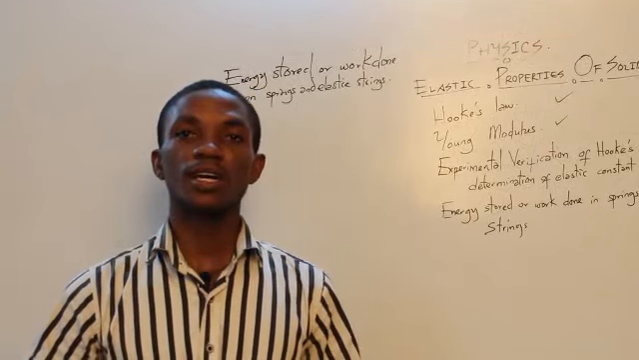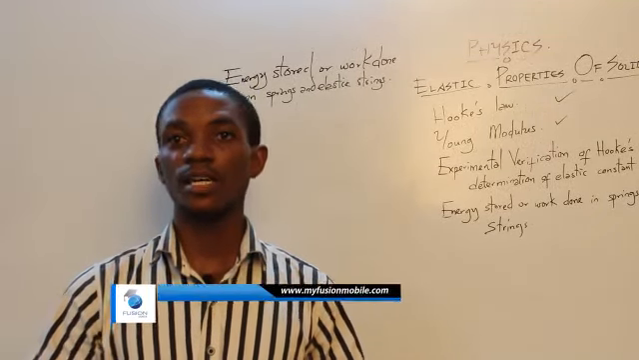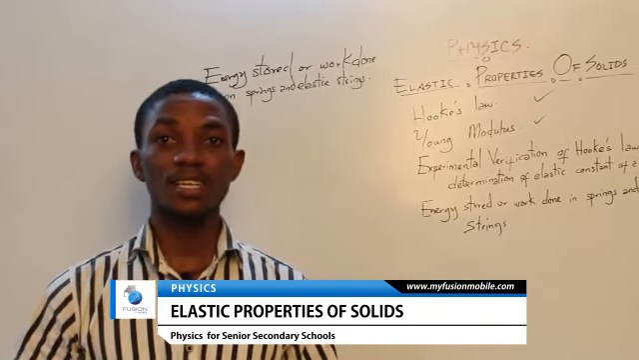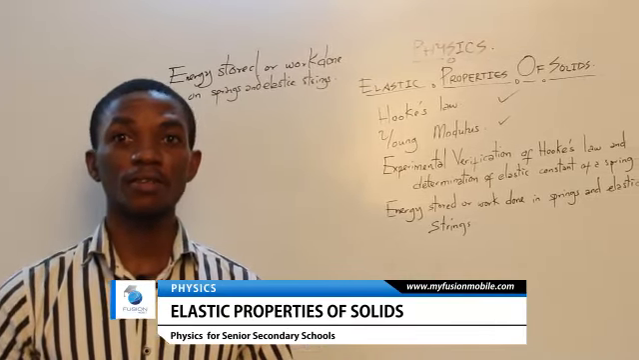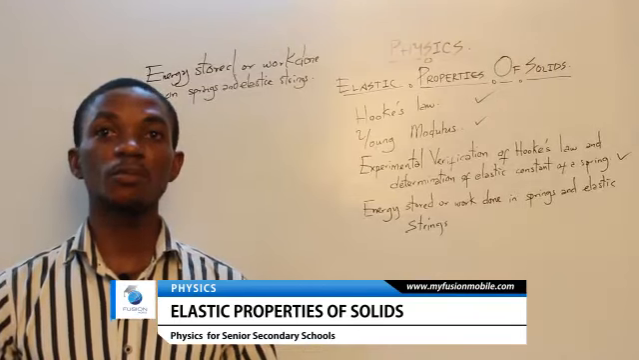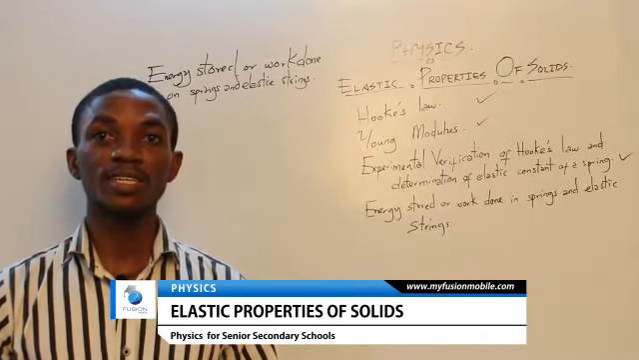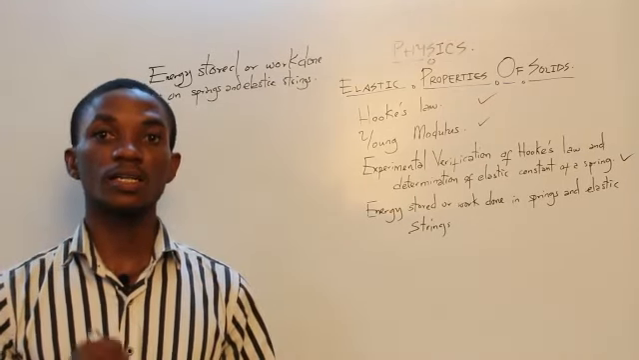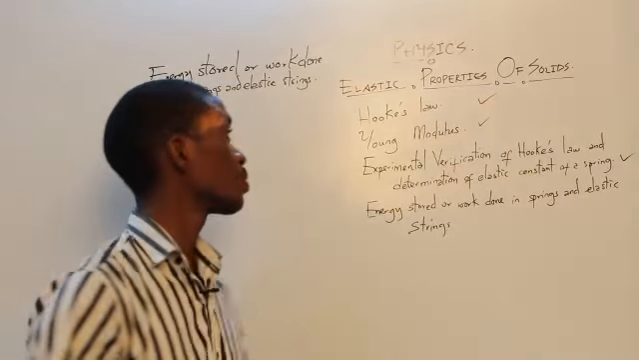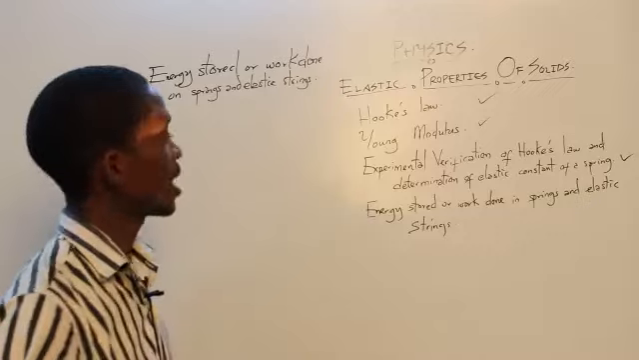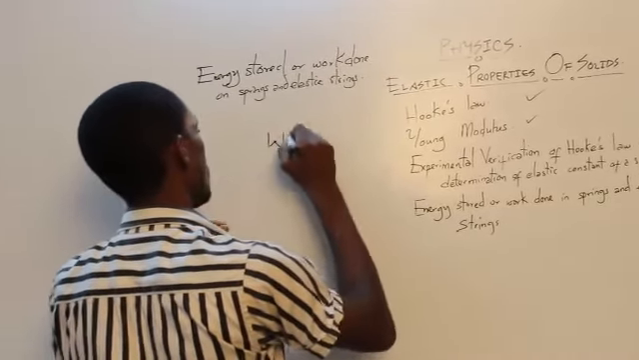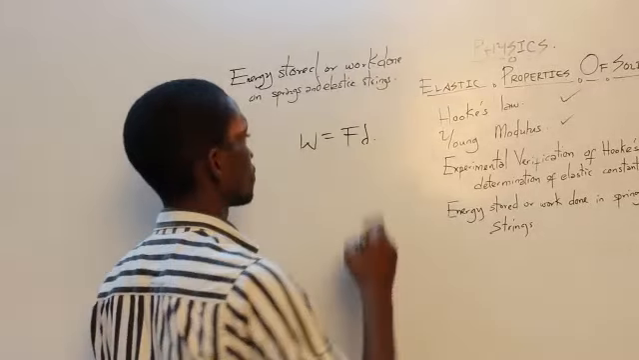Energy stored and work done in springs and elastic strings. We need to understand how much energy can be stored, that can be kept, and how much work a certain spring can do. We already know that work done, W, equals Fd.